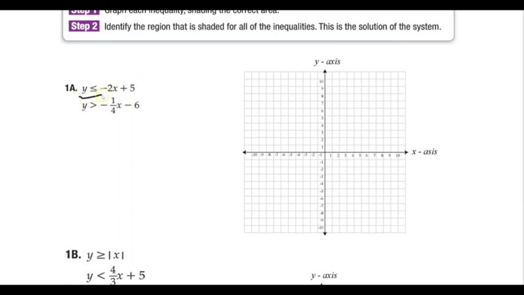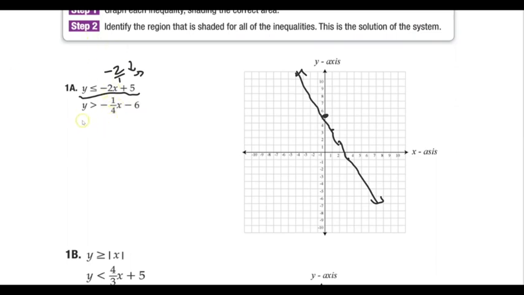Let me graph that one first. Y-intercept is 5. Slope is negative 2x. We're going to go negative 2 over 1, down 2, right 1, down 2, right 1, down 2, right 1. Do that a couple of times because I can't graph very well on this stuff. It is a solid line. I'll connect it.